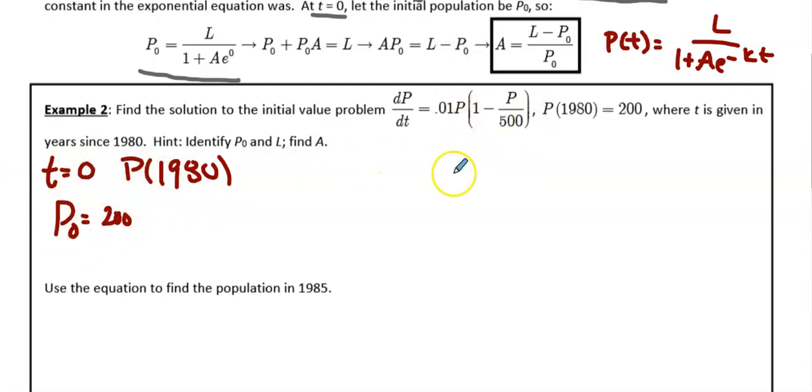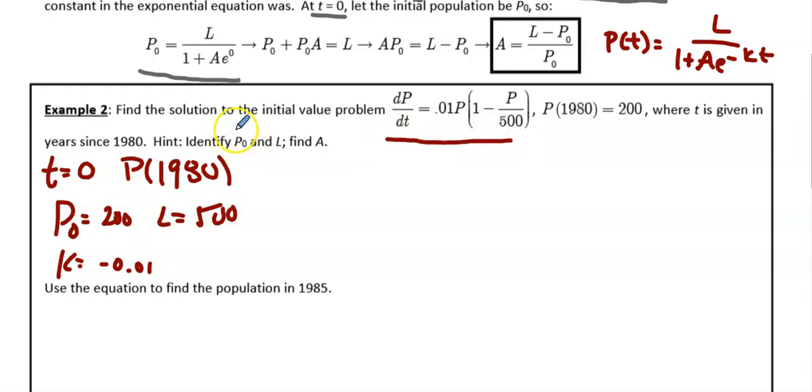The other thing that we can look at using this equation is that the k value actually is going to be negative 0.01, because k is going to be negative in our equation. And we also know that this is going to be our L, so our carrying capacity is going to be L. So just looking at the equation itself, we were able to identify what P sub 0 is and what k and L are. So now let's figure out how to find A.